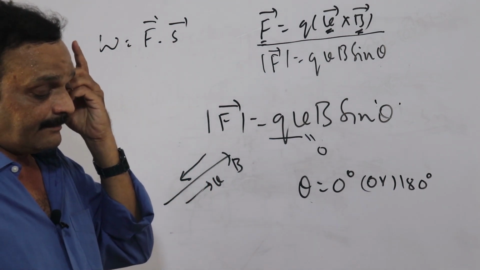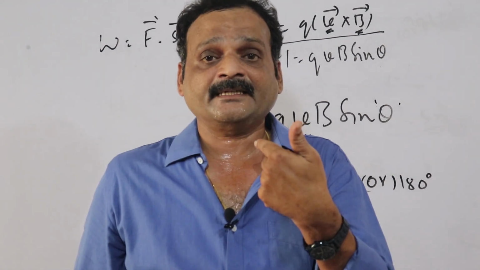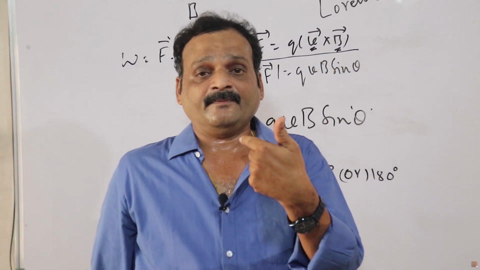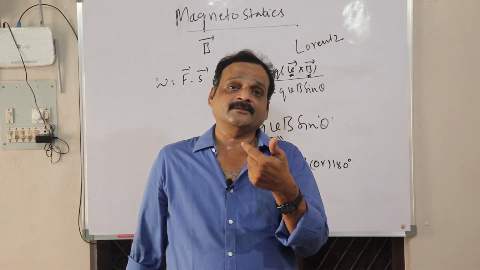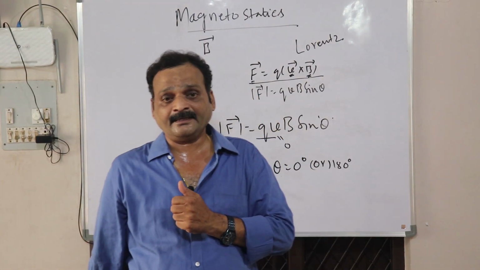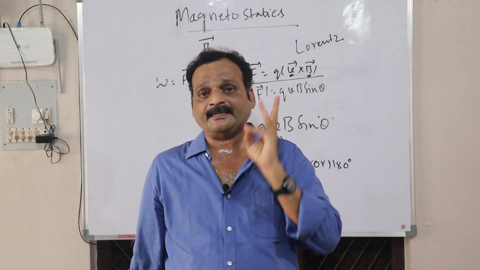Means when the particle is moving in the direction of the magnetic field or in the opposite direction to the magnetic field, that is, if the motion is either parallel or anti-parallel to the field, in that case also the magnetic field will not act. So the magnetic field will not act on uncharged particles.